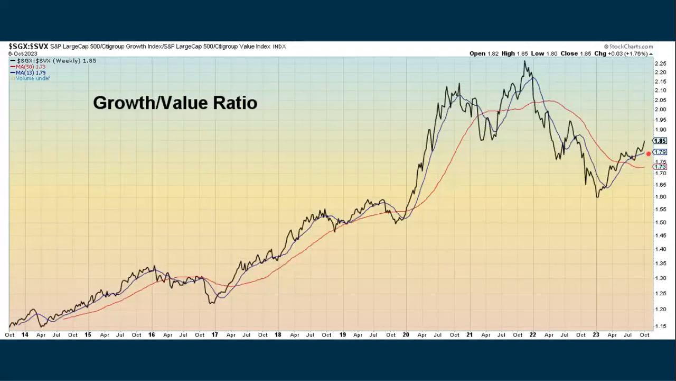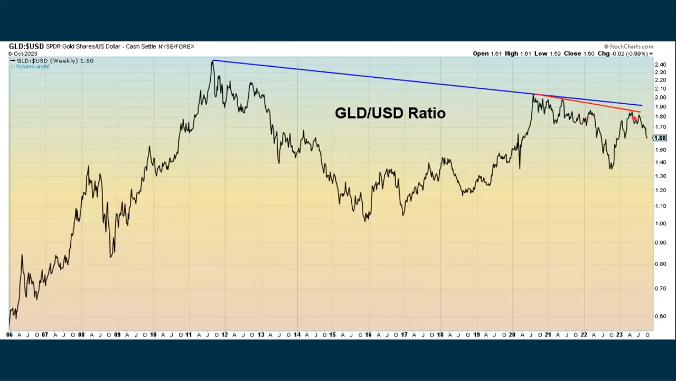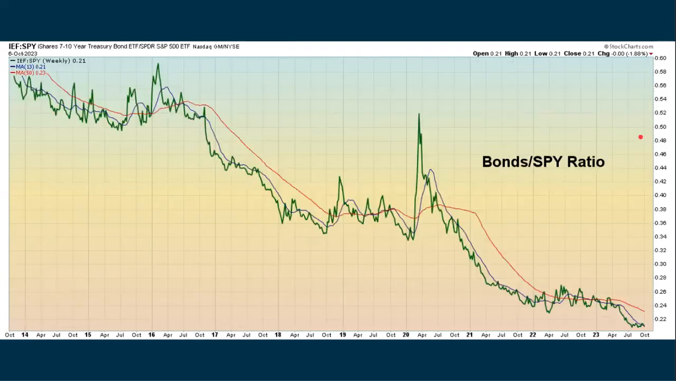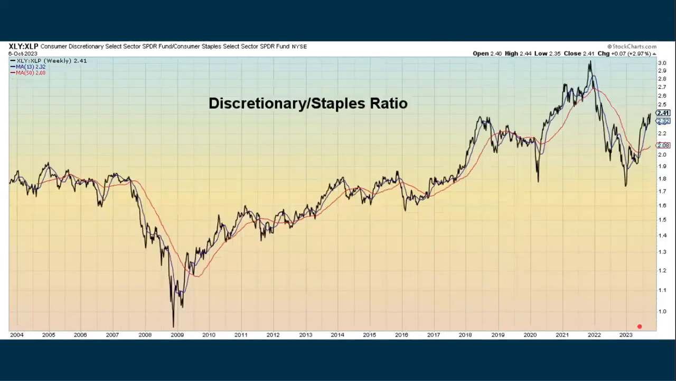Growth is still outperforming value. That's positive. Gold is really underperforming the S&P and now starting to turn negative in and of itself, let alone in this ratio. And gold is also really underperforming the US dollar. Bonds continue to underperform stocks based on price. Low volatility. This is really going down, and we really haven't exceeded this low. We're still waiting to see. We came down to this before, started to bounce back up. Now we're right back down here again. Is that going to continue to drop?